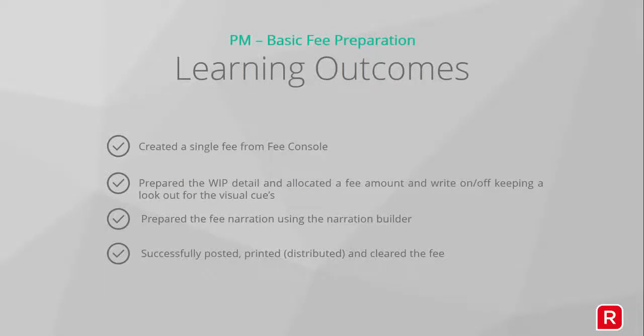So what have we learnt in this course? We've created a single fee from the fee console. You've prepared the WIP details and allocated the fee amount and write-offs, keeping a lookout for any visual cues, unposted WIP, unextracted WIP, or negative WIP. You've prepared the fee narration using the narration builder, and you successfully posted, printed, and cleared the fee so that we're ready to start the next one.